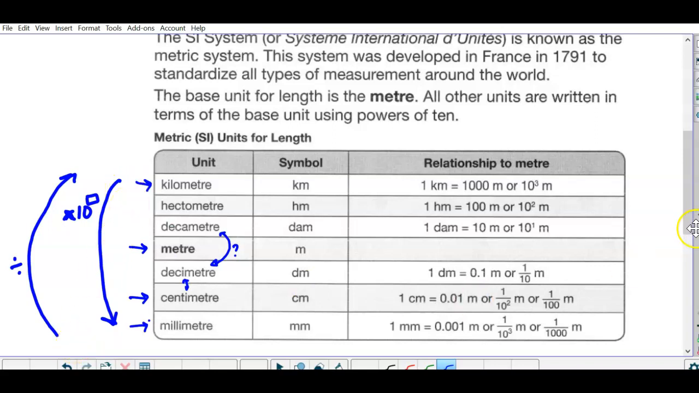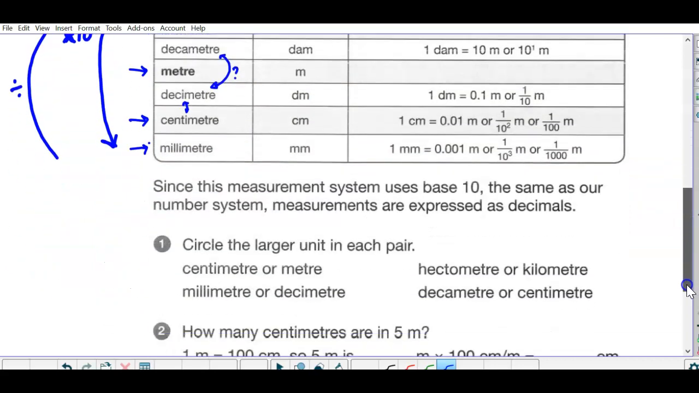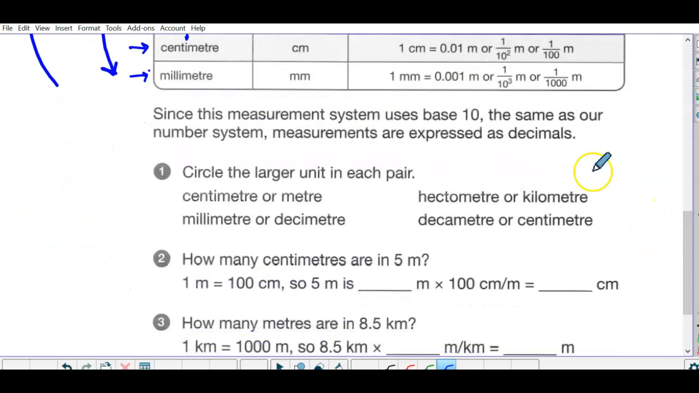Okay? So just be aware of that. A kilometer is really big, so there's lots of millimeters in it. So the number of millimeters will be a big number. So you have to make a small number representing the kilometers bigger. Since this measurement system uses base 10, the same as our number system, measurements are expressed as decimals.